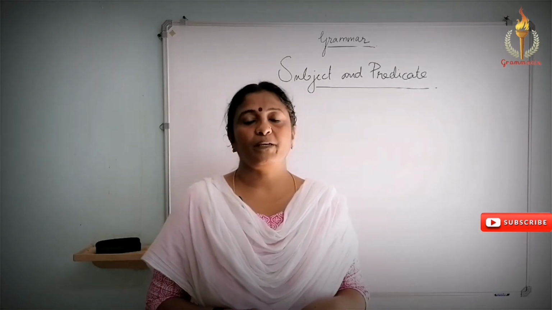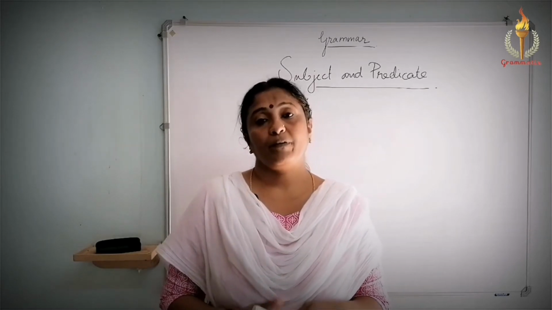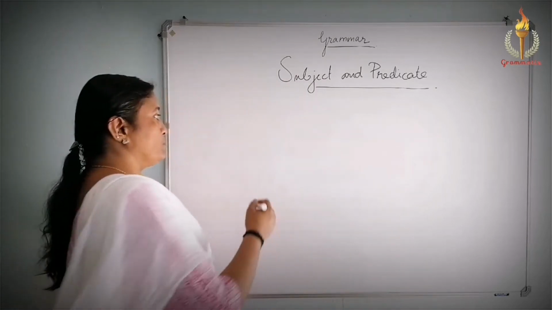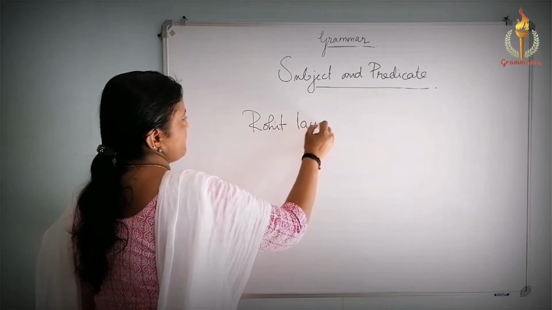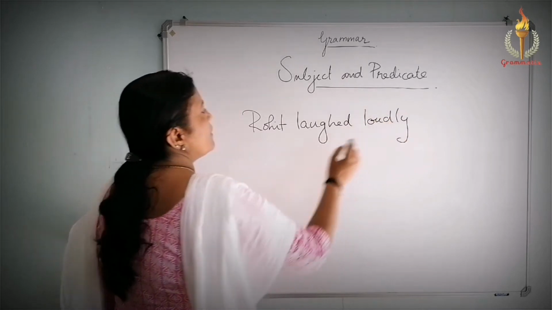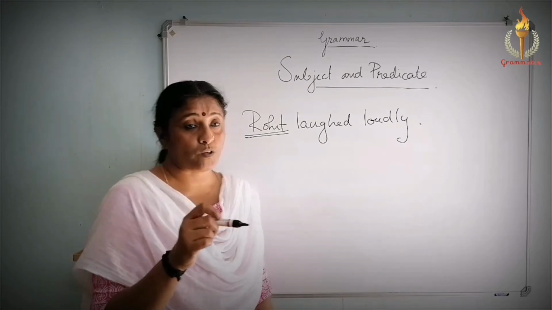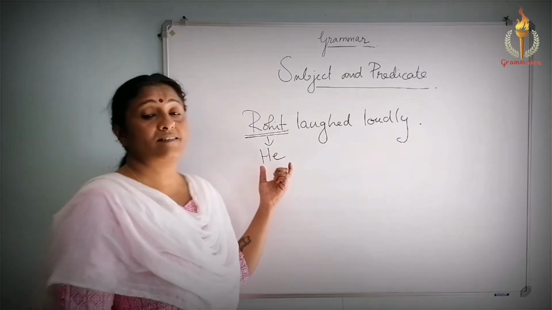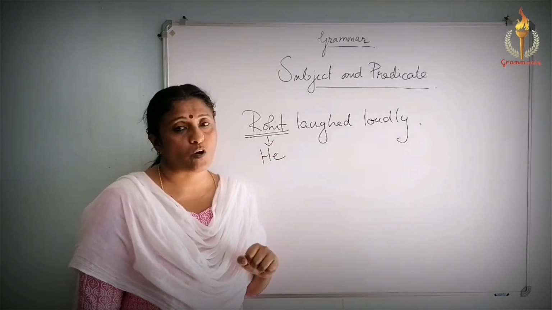Now the subject can be one word. It can be a noun or a pronoun. Now in this sentence, Rohit is the subject. It is one word. Instead of Rohit, you can use the pronoun he also. So a subject can be one word and that one word can be a noun or a pronoun.